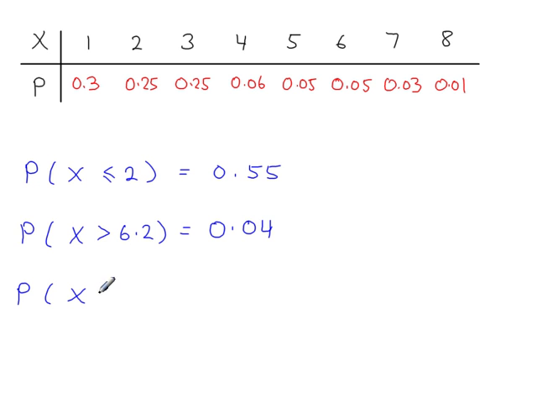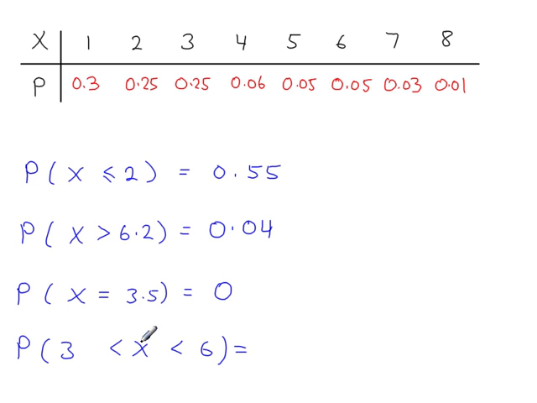The probability that x is equal to 3.5. Have a look at the table. Is there a value of x which is equal to 3.5? There's no 3.5 here, which means x will never take that value. It has no chance of occurring. These are discrete values. X will only ever take one of these. 3.5 is not in there, it's not an option. That's why the probability is 0.